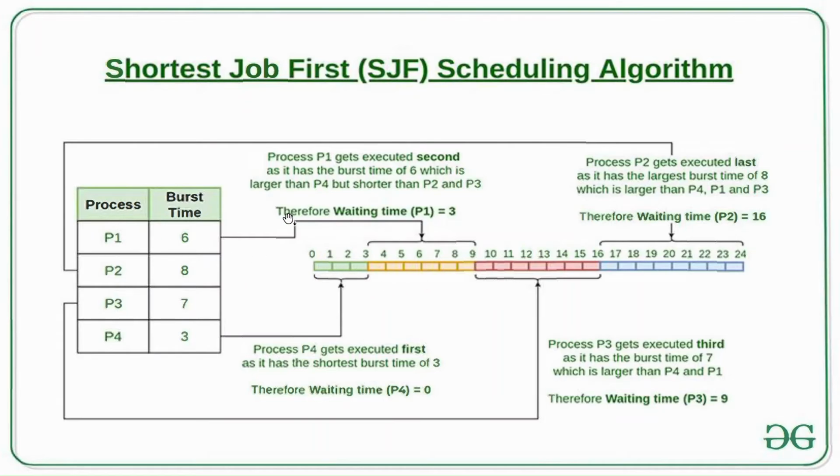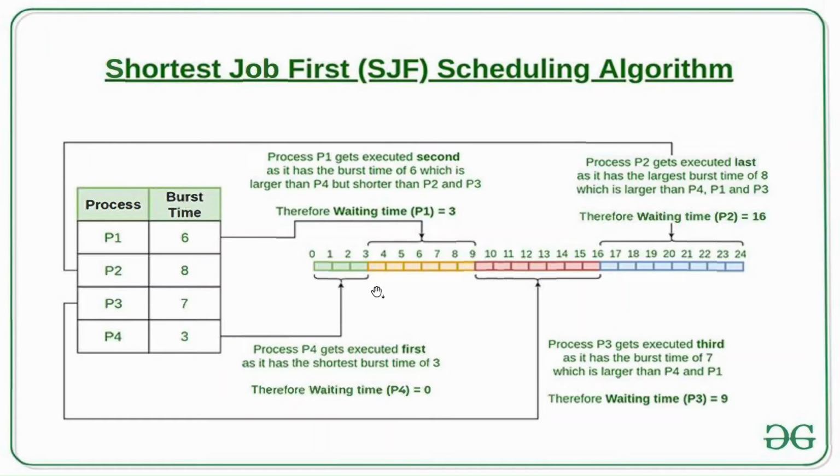So the waiting time for P1 is 3, and then P3. P3 has to wait for P4 as well as P1. So 6 plus 3 gives 9. So it needs to wait for 9 milliseconds. After that, P3 is executed. And finally, P2 gets executed after 16 milliseconds: 3 plus 6 plus 7. So 16 milliseconds.